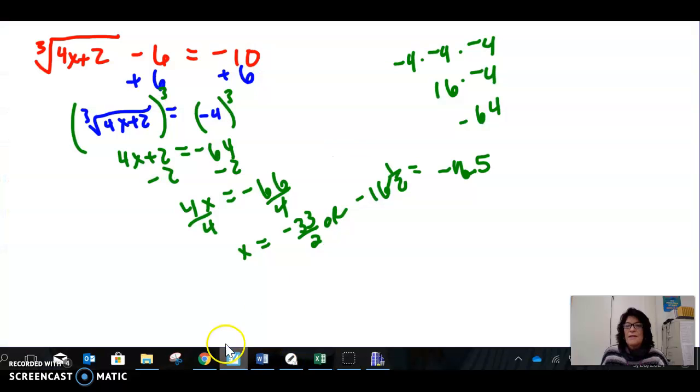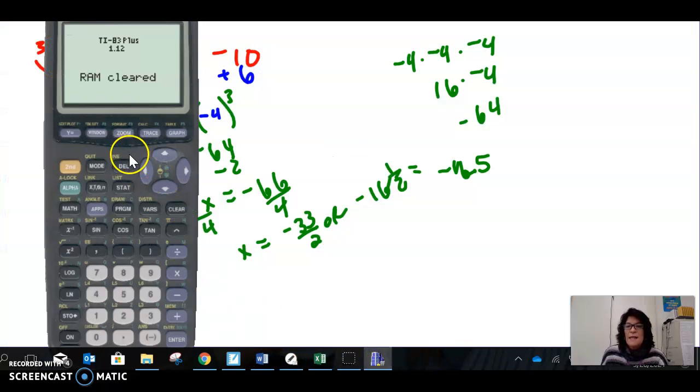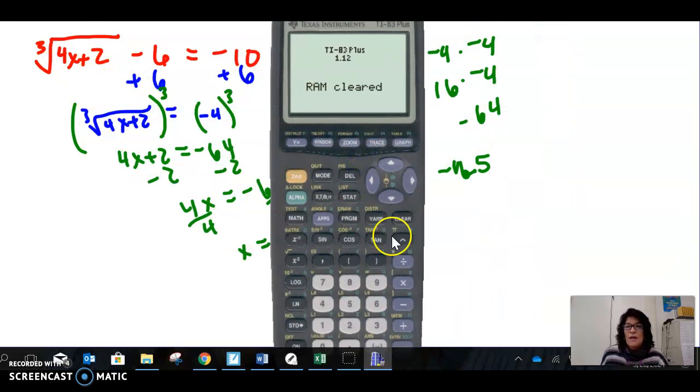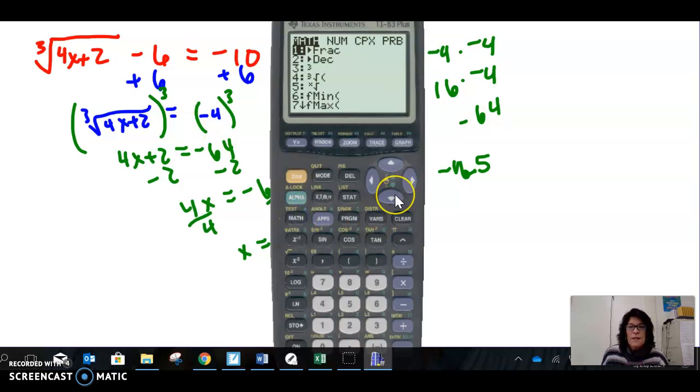Okay, there's my calculator. So what I'm saying is, I said the answer was negative 16.5. And by the way, guys, cube root is down here in math. It's number 4. So I'm saying that the cube root of 4 times negative 16.5, that's what I think x is, plus 2, okay, I want to take the cube root of that whole thing.